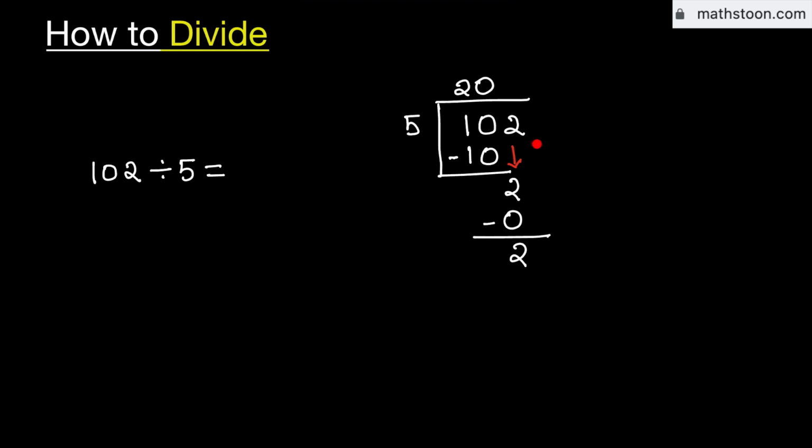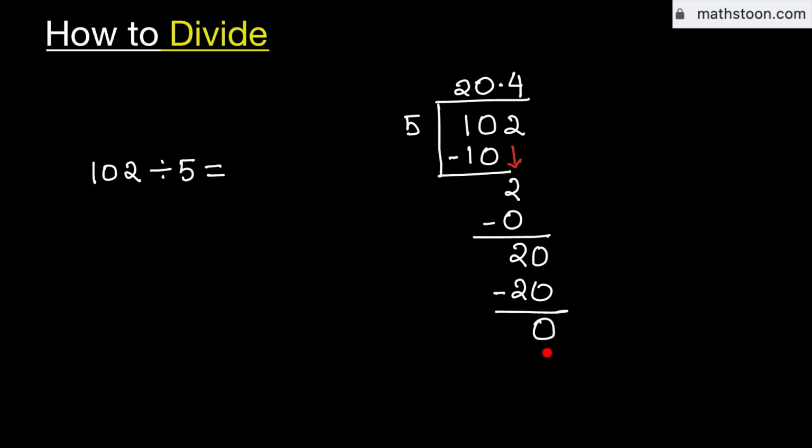Now see that we have no number to bring down here. So we will borrow 1 0, and for that we need to put a decimal here. We know that 5 times 4 is equal to 20. Subtract, we get a 0.